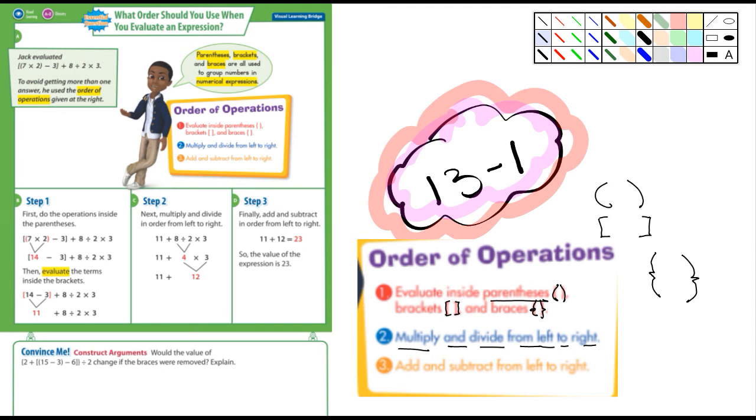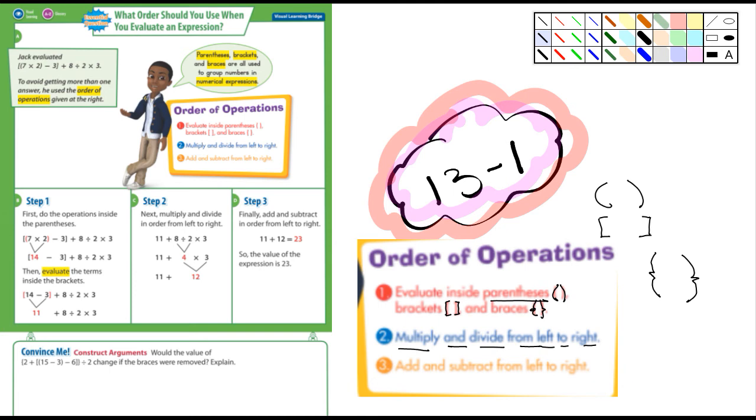It says Jack evaluated, and you can see what they have there. It's 7 times 2, and that's within some parentheses. And then those are also with that minus 3 within some brackets. And then they have plus 8 divided by 2 times 3. And so when you look at that, the very first thing he's got to do is whatever is within the parentheses, the brackets, and the braces, the furthest in as you go through them. And in this particular example, it's the 7 times 2. Well, what is 7 times 2? That's going to be 14.